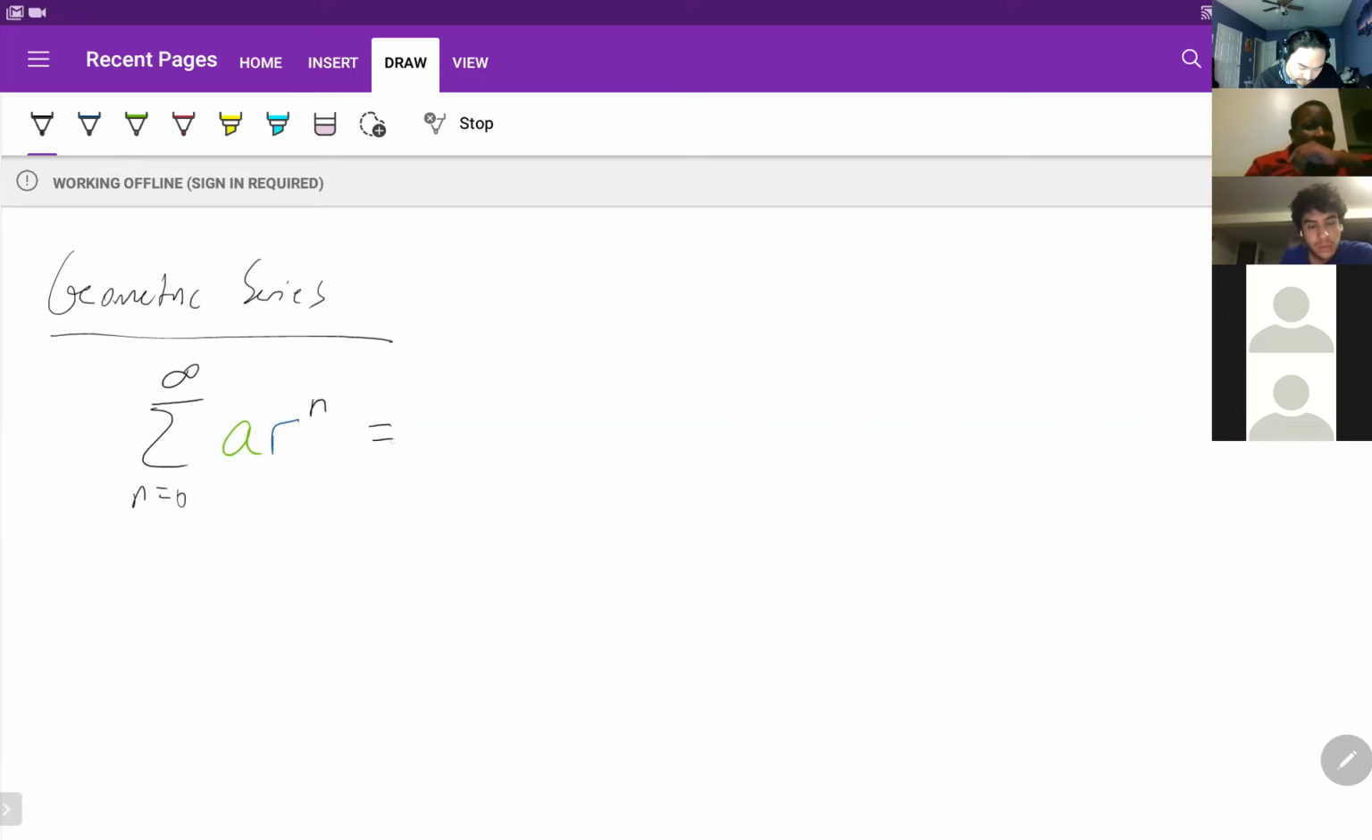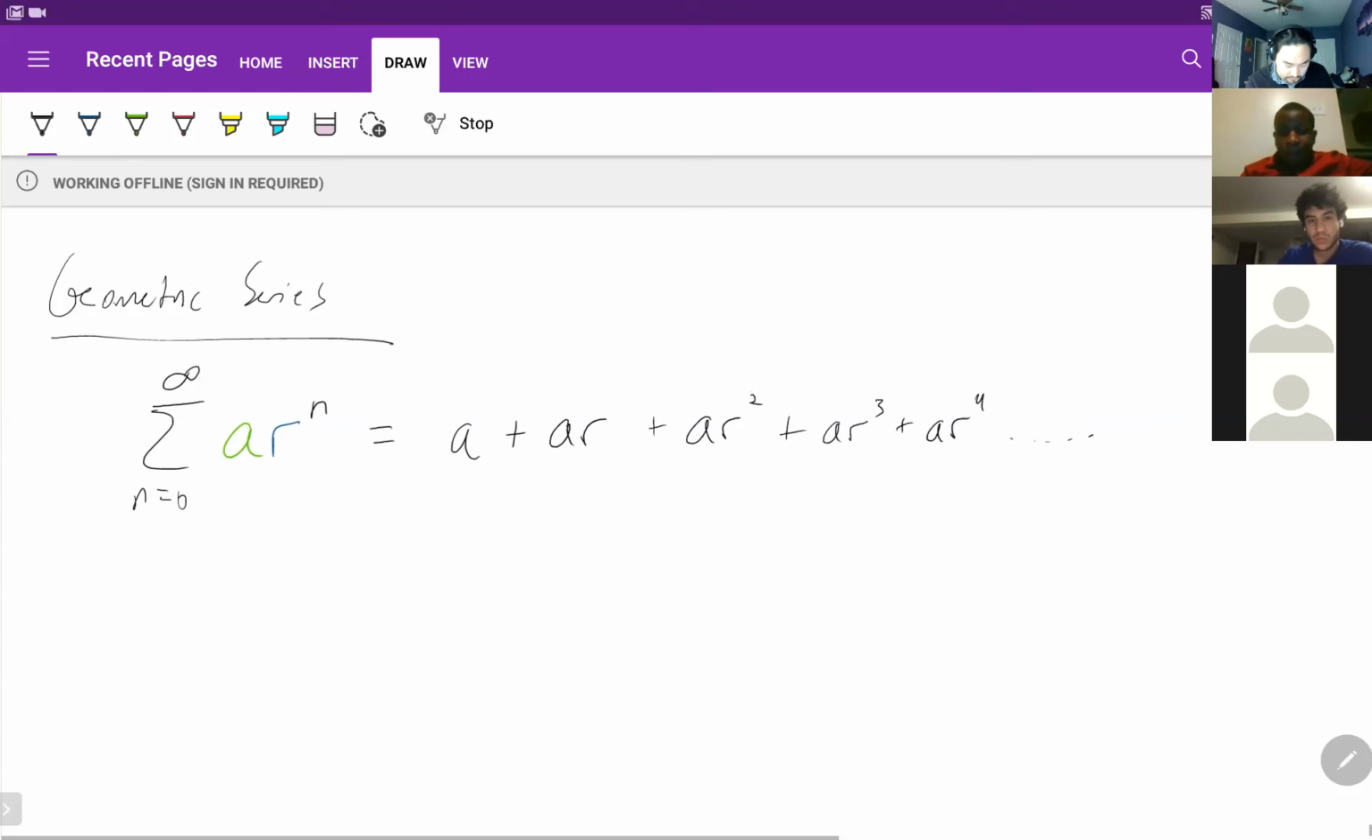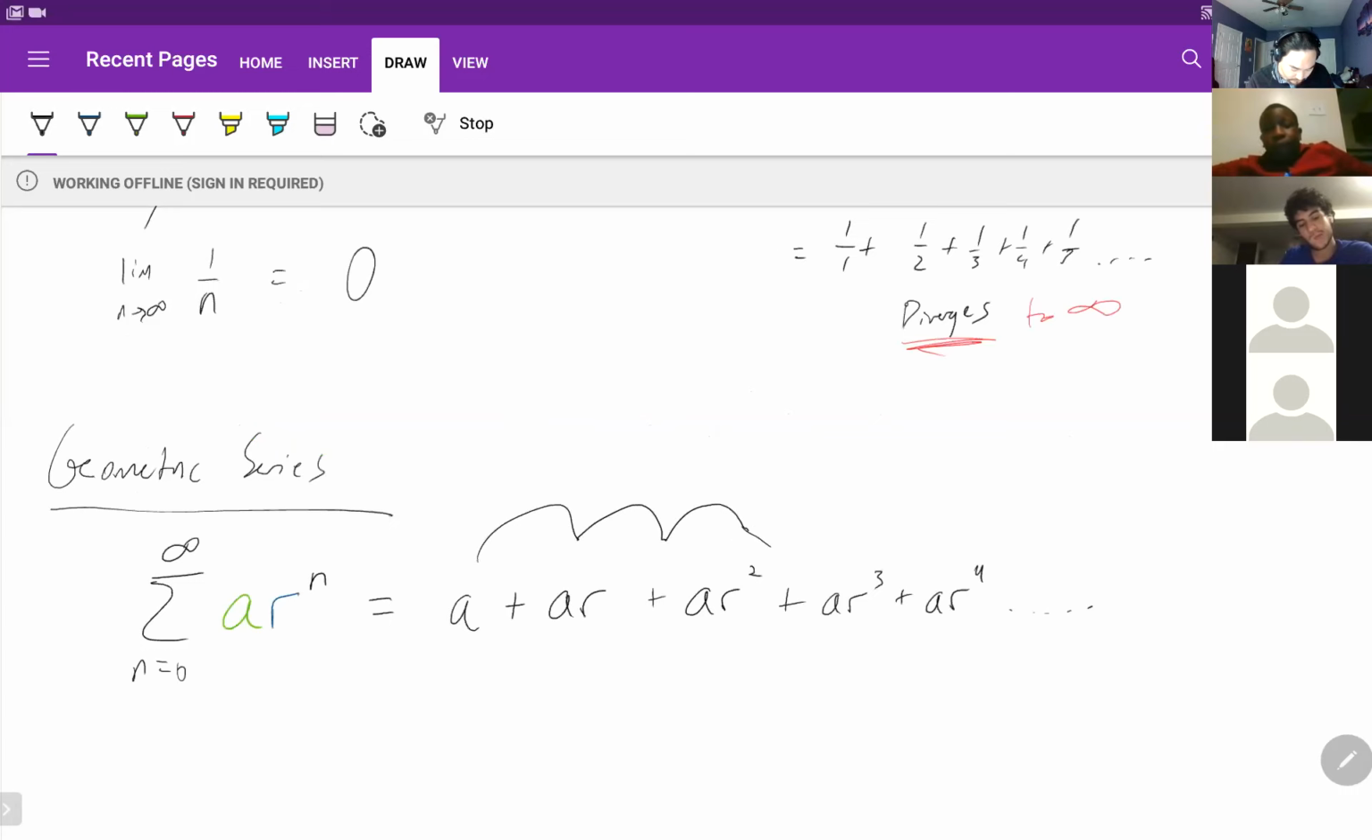If I write out all the terms, what do I get? If I plug 0 in, I get a. Then I add the next term. If I plug 1 in, I get a times r to the first power, which is r. Then I plug in 2, I get ar squared. I plug in 3, I plug in 4. Hopefully you can see what's happening from term to term. It's multiplying by r each term.